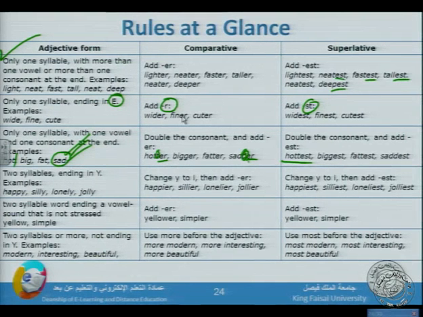حكينا you should add the R for the word that ends with A, and ST with the words end with A. And finally, we've talked about two syllables or more, not ending in Y, of course, like the word modern, interesting, beautiful. These words are more than two syllables. There are three or maybe more, 4 syllables. So in this case, you need to use more if you want to make a comparative form of an adjective. And you should add most if you want to make a superlative form of an adjective.